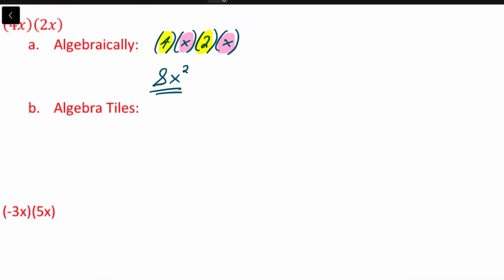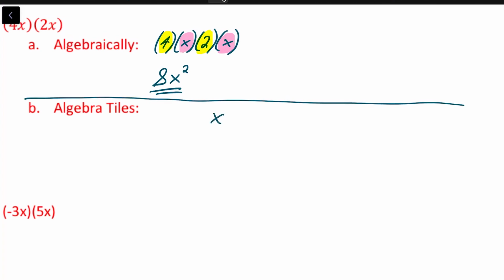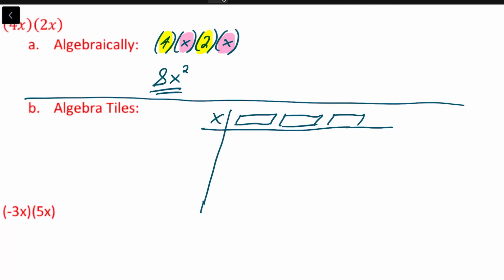Okay, for algebra tiles, let me put a line here just so that I don't bleed into the previous space. X and the length on the top and the side. Okay, on the top I'm going to put my 4 positive x tiles. Okay, this is going to be lots of drawing here. Okay, and then my 2 x tiles down the side. Notice that because they're all x tiles, I'm trying to draw them all the same length.